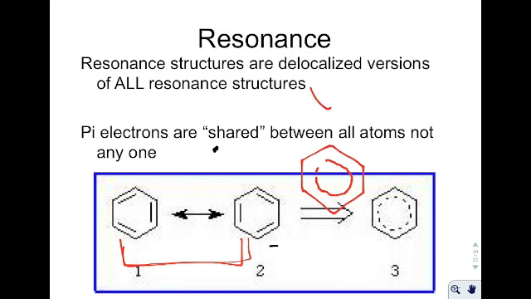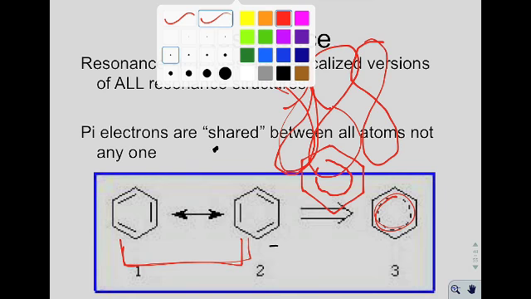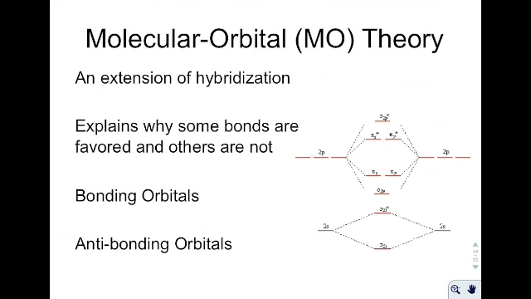So where these 2 pi orbitals are overlapping, the one next to it is also kind of overlapping. Okay, they all kind of overlap together. So what you have is a delocalized version in which all the electrons are kind of shared between the molecules. Now that references only the pi electrons, not the sigma electrons. So this is where we come to molecular orbital theory.